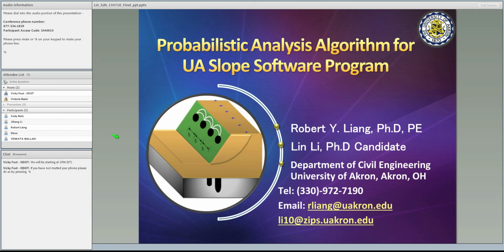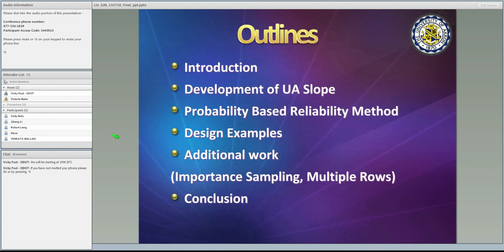Probabilistic analysis algorithm for UASLOPE software program. Separated into 6 chapters. First is introduction, and after that is a development of UASLOPE. And then I will propose a probability-based reliability design method. And then I will show design examples.